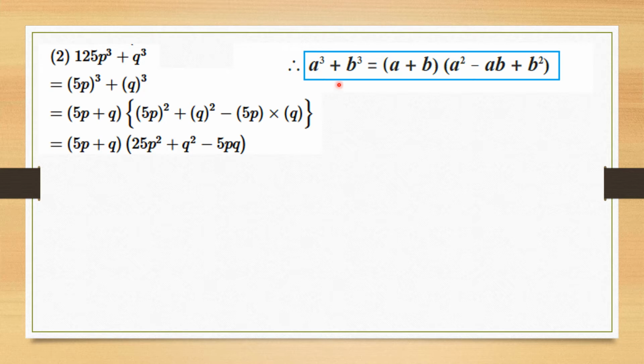Now this is in the form of a cube plus b cube, where my a is 5p and my b is q. So we'll expand it using the formula a plus b. So it becomes 5p plus q into a square, that is 5p the whole bracket square, plus b square, that is q square, minus a into b. So 5p into q. I will just rearrange it. We'll simplify it further. This 5p plus q as it is. 5p the whole bracket square will become 25p square plus q square minus 5pq.